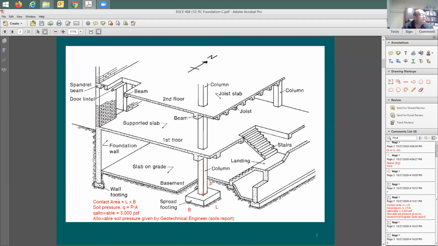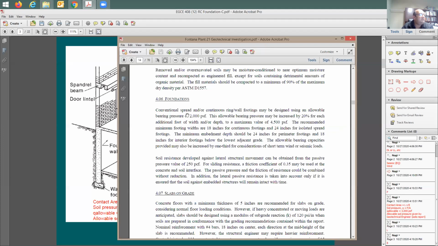Look at this. Conventional spread and/or continuous ring wall footing may be designed using an allowable bearing pressure of 2000 psf. And then they give more discussion here, and it can go up to a maximum of this much if you use seismic. And then you have also this 18-inch minimum and 24-inch, and you have more information here. So this section is called foundation design.